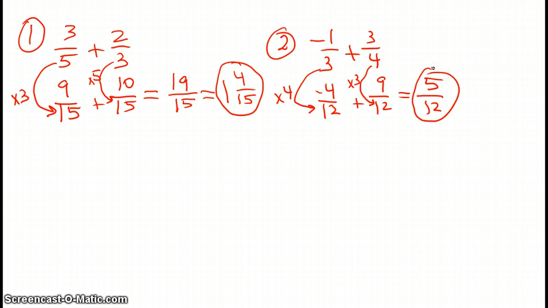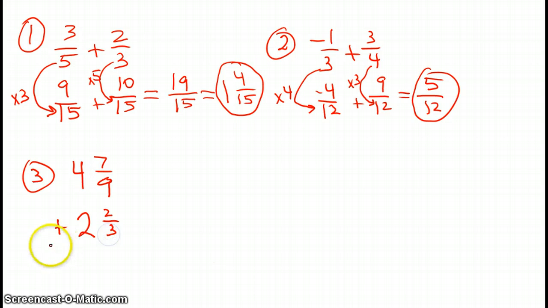Let's try one more example. Let's do number 3. So a mixed number one. Let's try 4 and 7/9. And I'm going to write this vertically. Plus 2 and 2/3. Well, same thing. You can find a common denominator for 9 and 3. That would, of course, be 9.